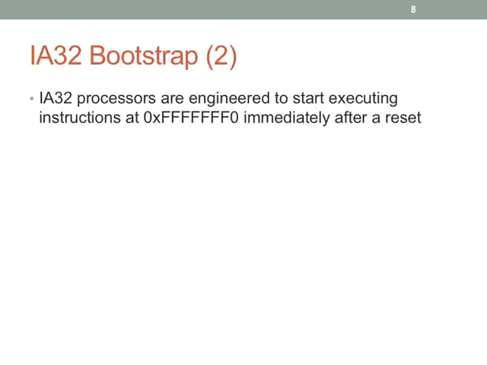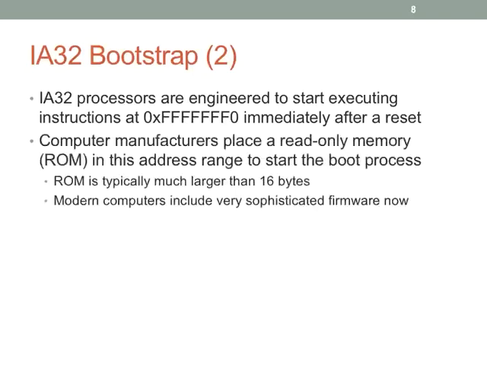IA32 processors, when they start up, automatically start executing instructions at a specific address. And you could ask the question, well, what happens if you don't have enough memory? Well, then you just throw away address lines and you ignore them, and you just use the lower address bits. So you just make sure that you put memory where that address sits. And so then you can say, these are the instructions to execute.